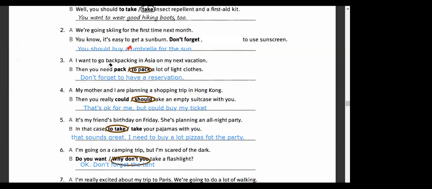There. Next, number three. I want to go backpacking in Asia on my next vacation. Then you need to pack a lot of light clothes. Very good. Now let's erase the one we don't need. The answer is not good. Don't forget to have a reservation. It's backpacking. Yes. Right. So, no, this is not good. Okay. Next, my mother and I are planning a shopping trip in Hong Kong. Then you really should take an empty suitcase with you. Oh, very nice. So let's erase this one. There. That's okay for me. No, this is not correct either.